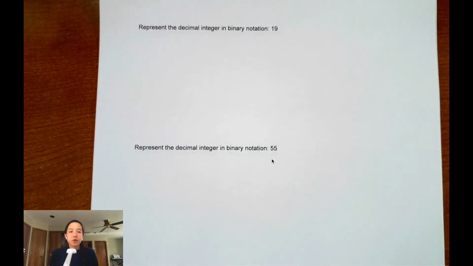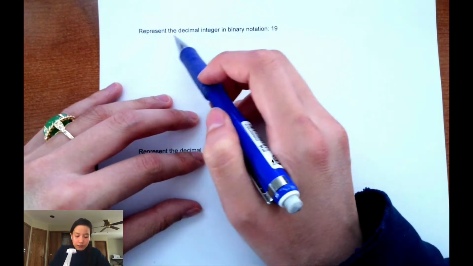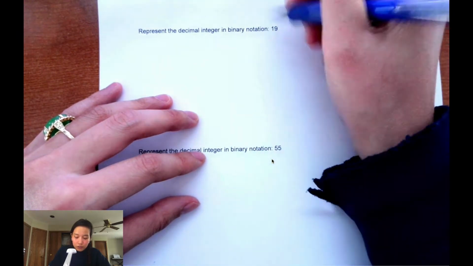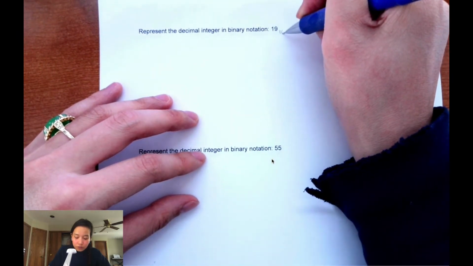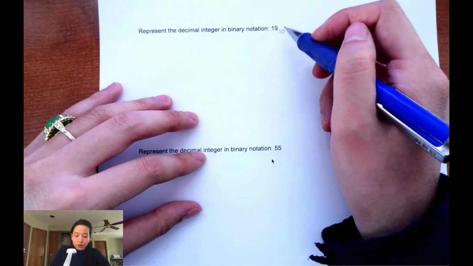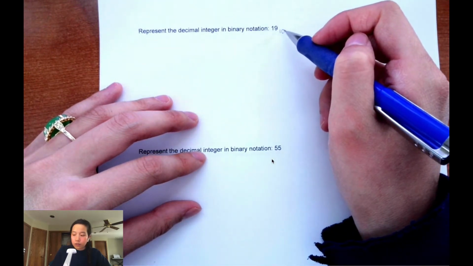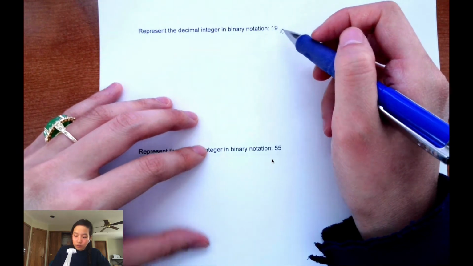So in this video, you are going to learn how to turn a base 10 number into a base 2 number. So the question says, represent the decimal integer in binary notation. This right here is the decimal integer, so 19 is in base 10, and we're trying to turn 19 in base 10 to some number in base 2.